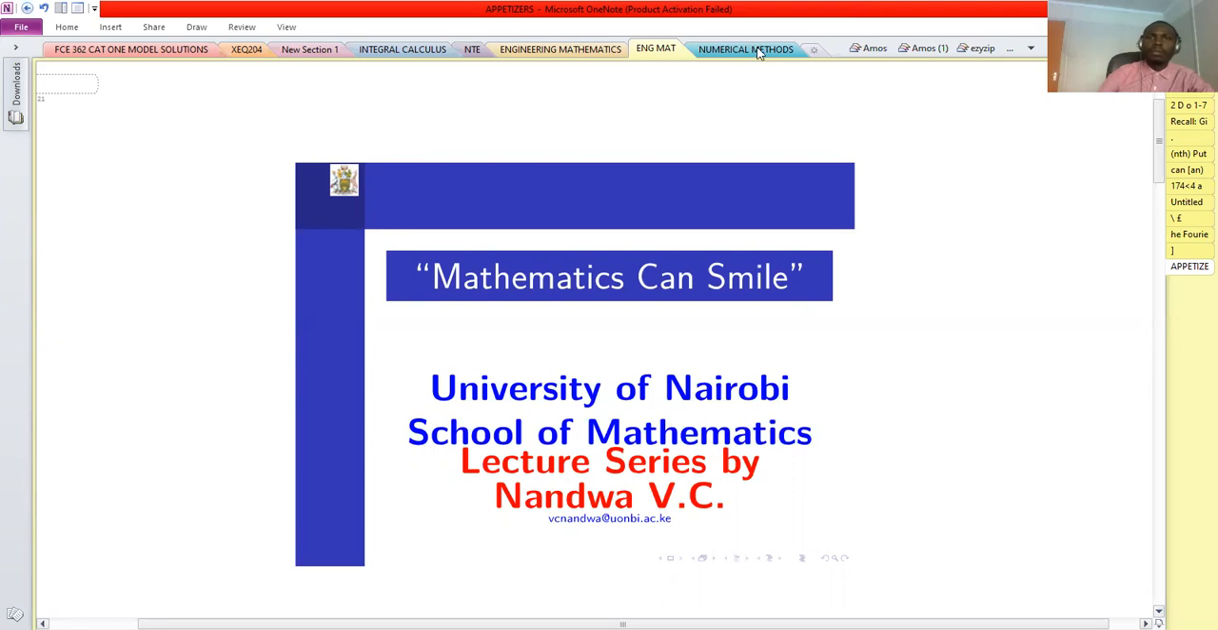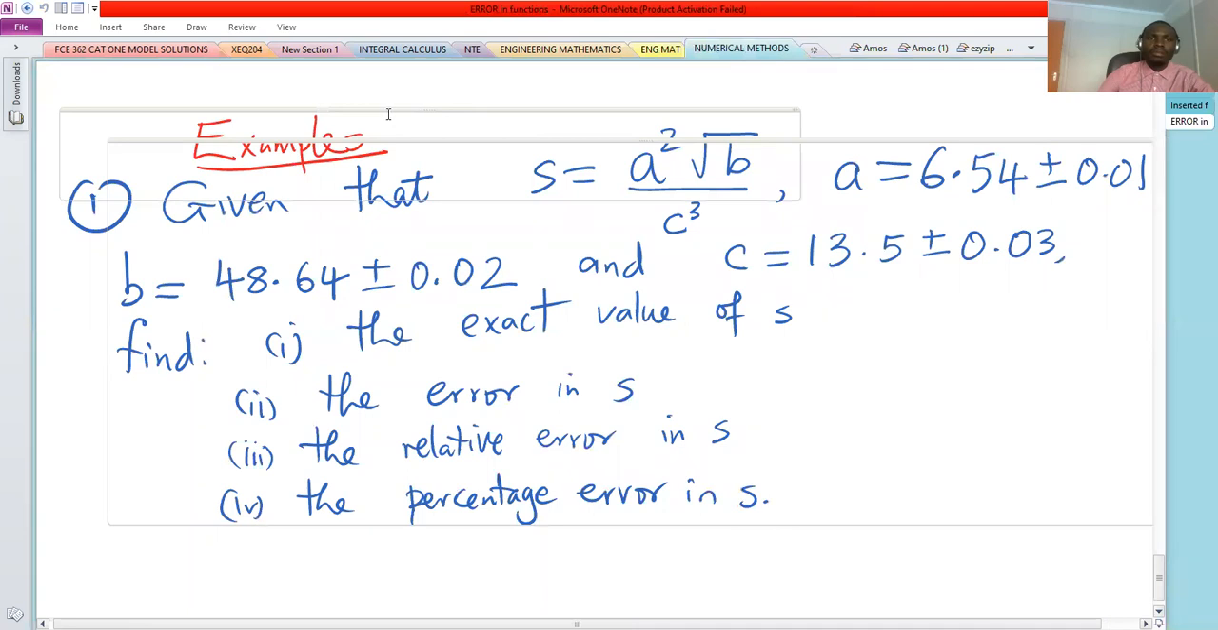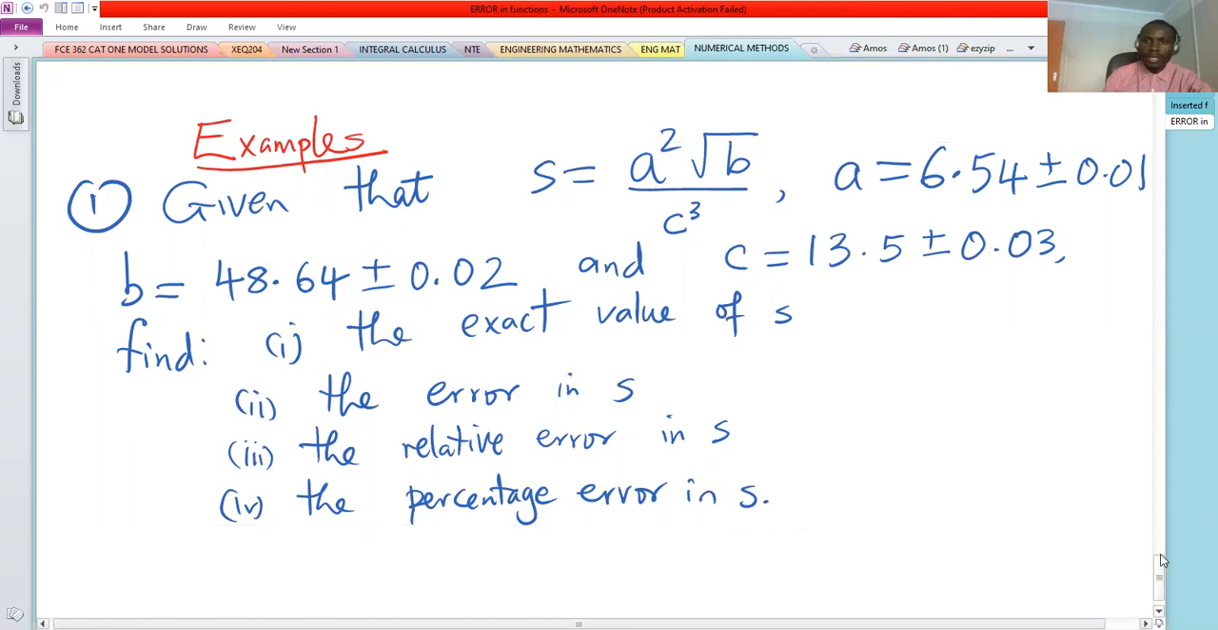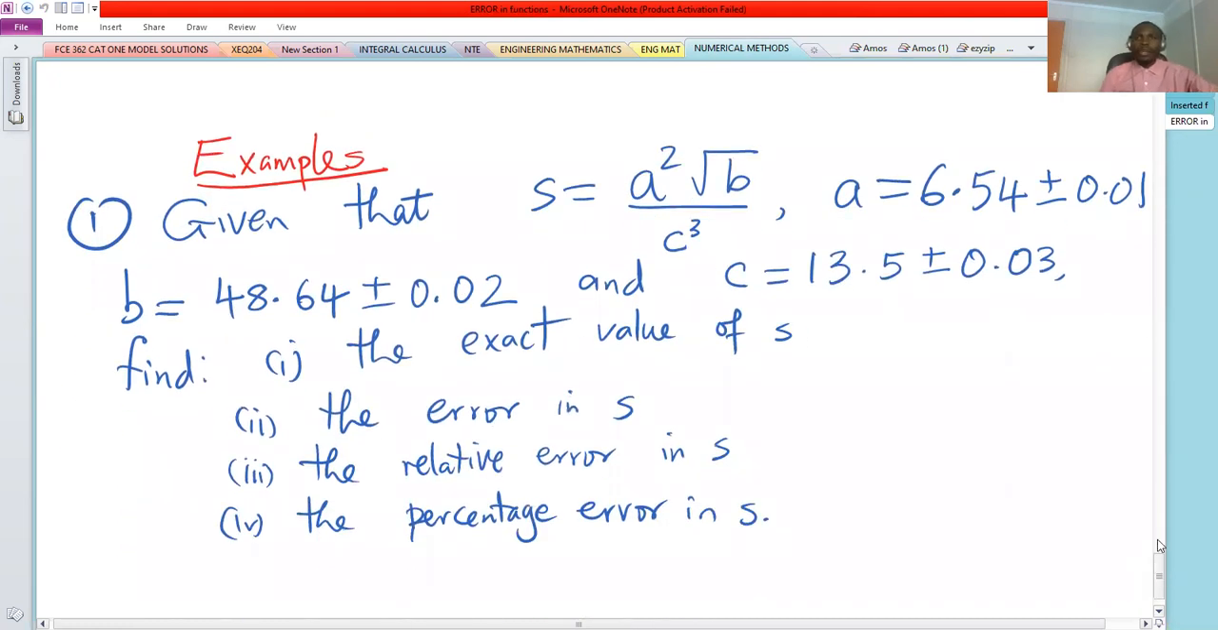So here is the problem. I've been given that S is a function defined by three variables, A, B, and C. So the function is defined as S equals A squared square root of B over C cubed. A is 6.54 plus or minus 0.01. B is 48.64 plus or minus 0.02. And C is 13.5 plus or minus 0.03.